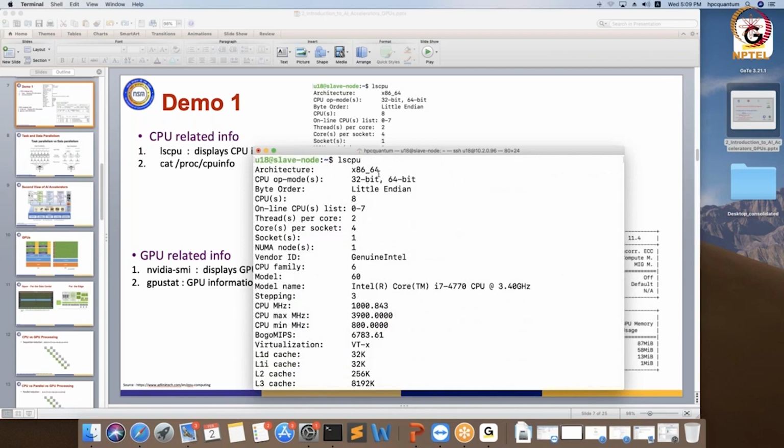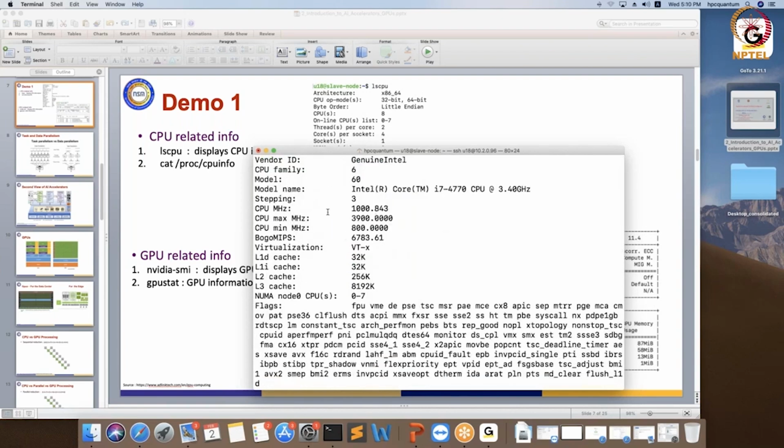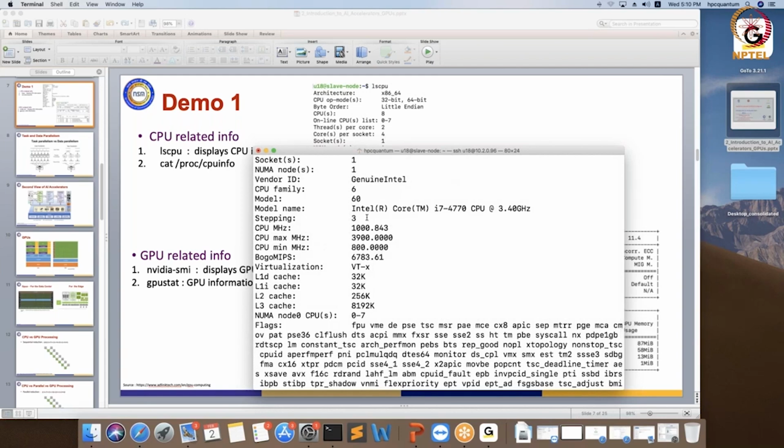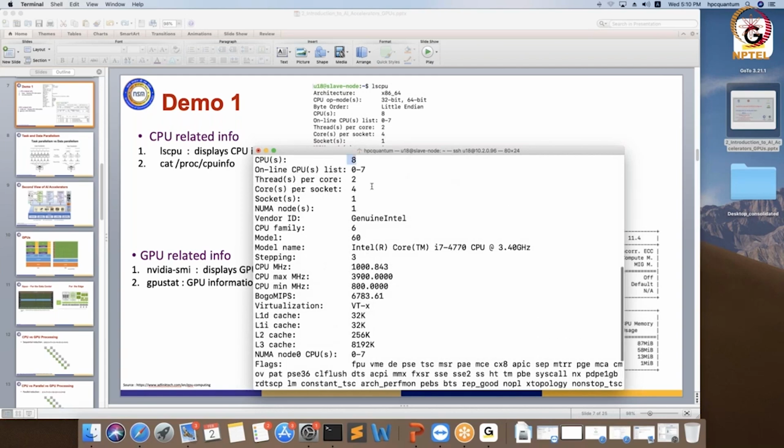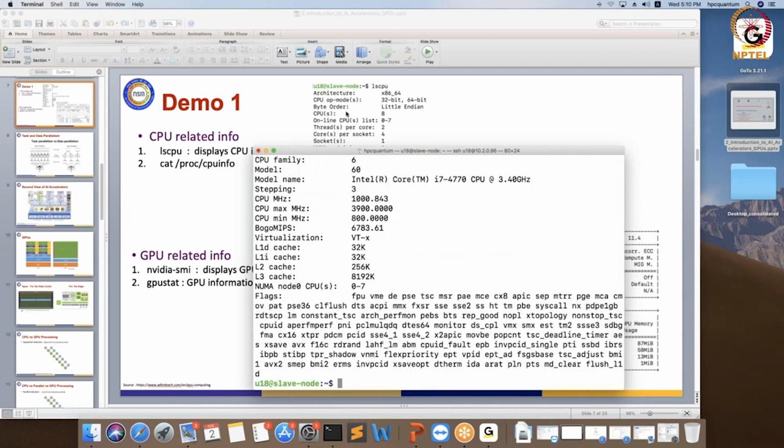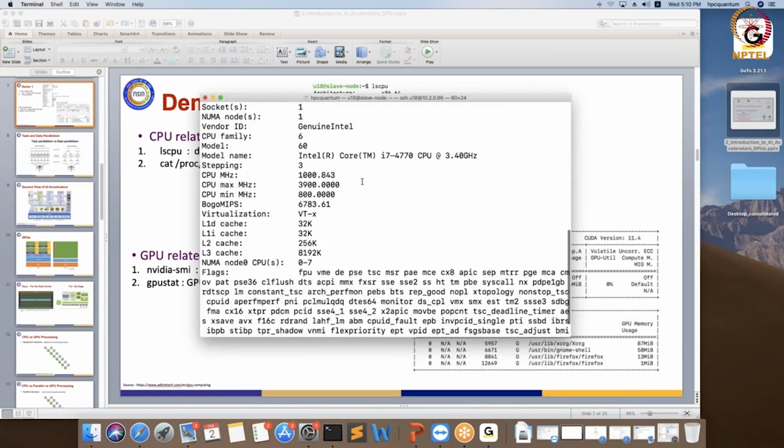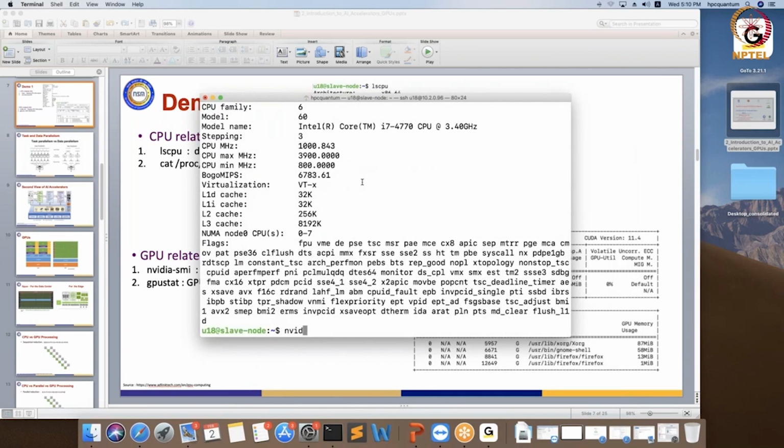If you see this lscpu output, the architecture is shown. We have what operational modes this CPU can work in, what type of endianness there is, and how many CPU cores there are. Then the clock speed in megahertz, the maximum speed, the minimum speed, and the model, and how many threads per core, so the hyper-threading concept is there, and how many cores per socket. So this is general information about this particular system. Now let us try to understand what type of GPU this has got.